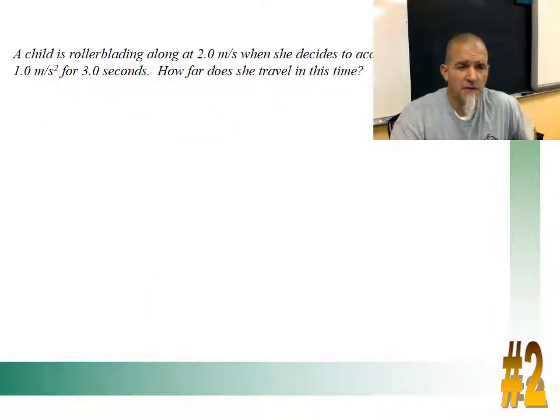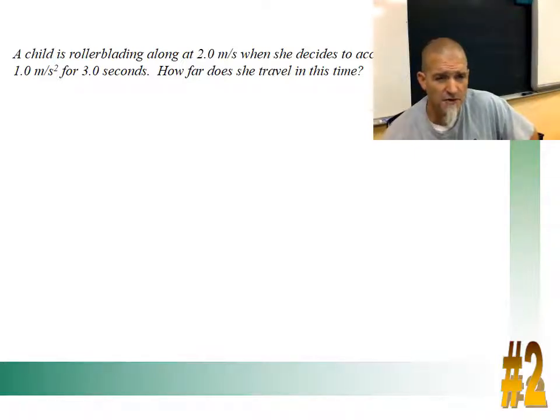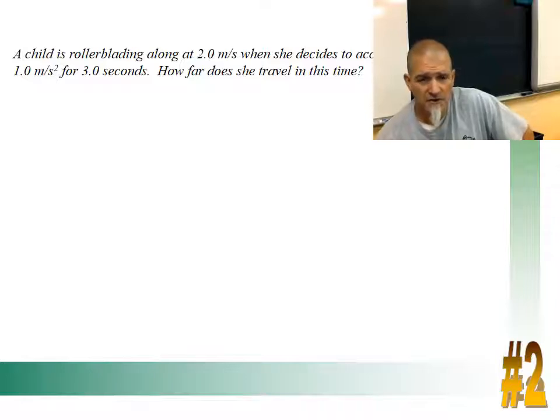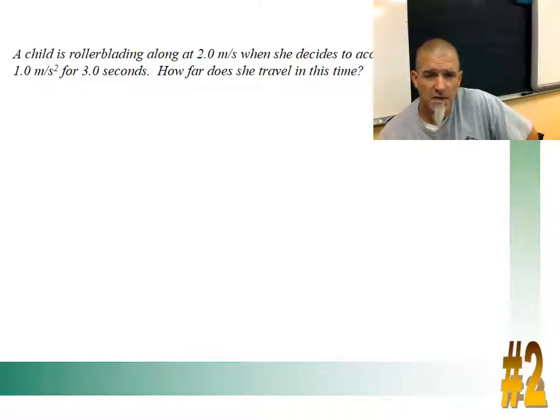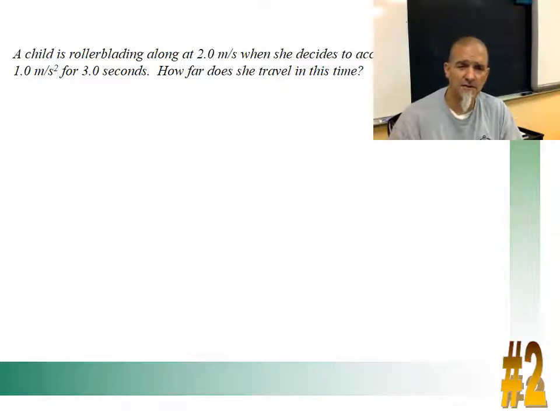Let's look at this. A child is rollerblading along at 2 meters per second when she decides to accelerate at a rate of 1 meter per second squared for 3 seconds. How far does she travel during this time? Why don't you take a minute, see if you can begin to solve this problem, pulling out the variables, pulling out the important information in terms of our variables, and then maybe even drawing a picture to get this set up.